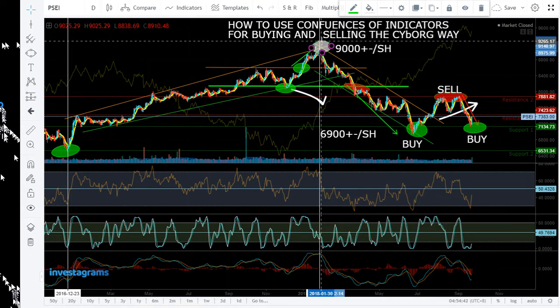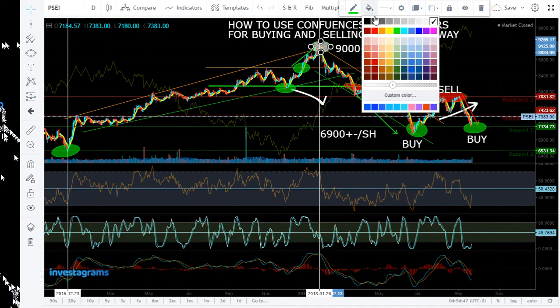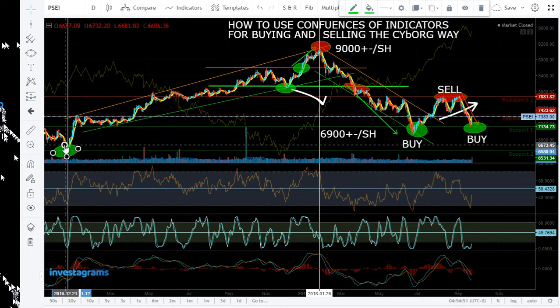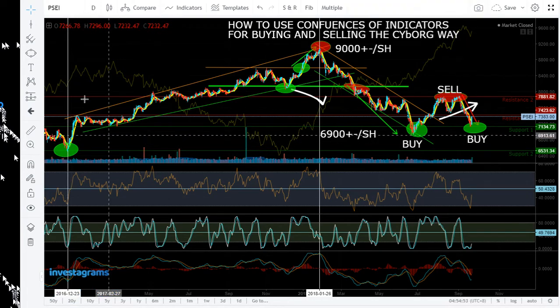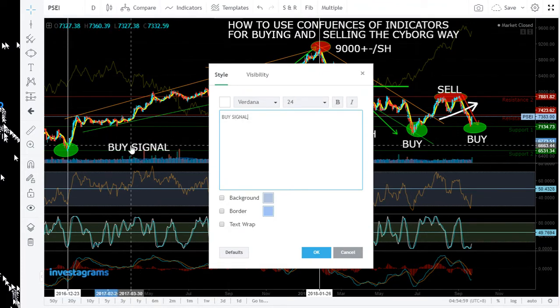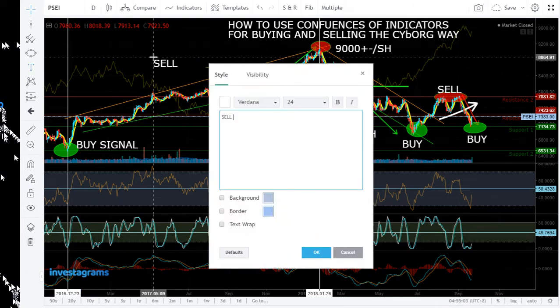So this one I'm going to change the color to red because this is the selling time, and this one is your buy signal. Buy signal, and this is your sell signal.